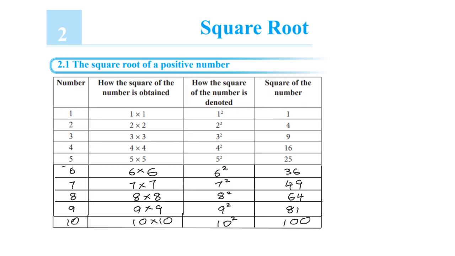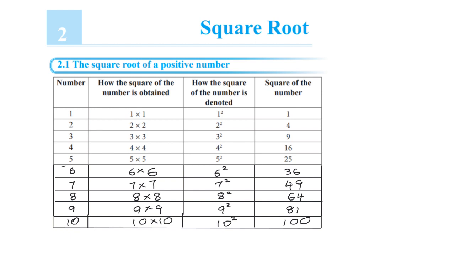Lesson number 2, square root. 2.1, the square root of a positive number. Before you study the square root of a positive number, first you have to learn about square of the numbers. What do you mean by square of the numbers? When you multiply a number by itself, we get a square of a number.